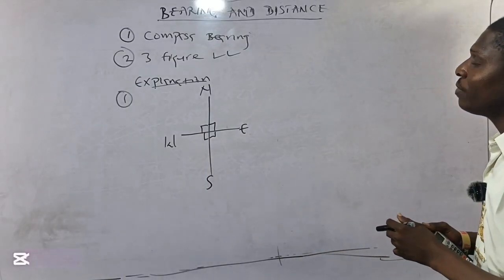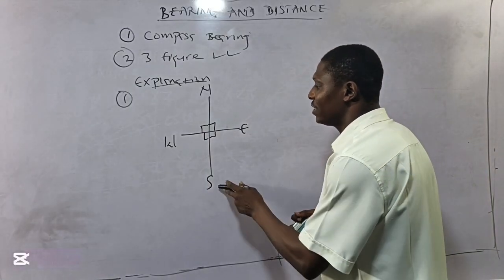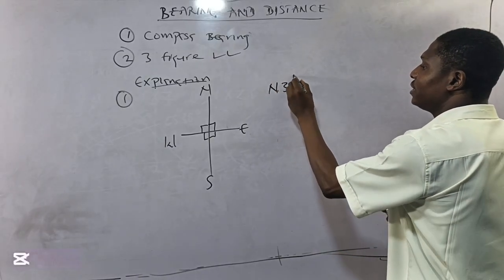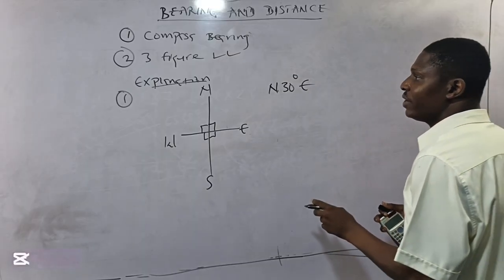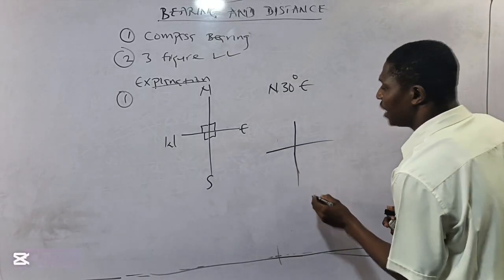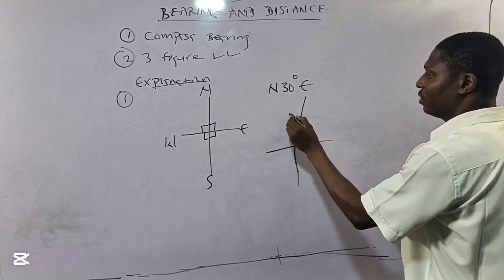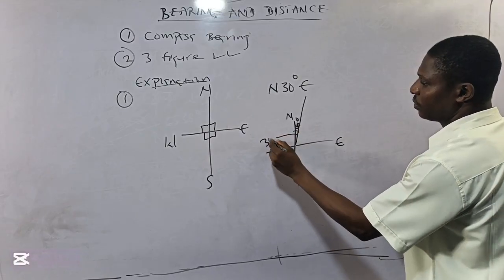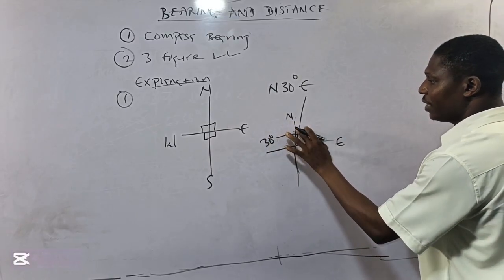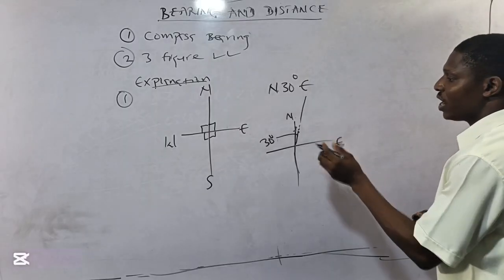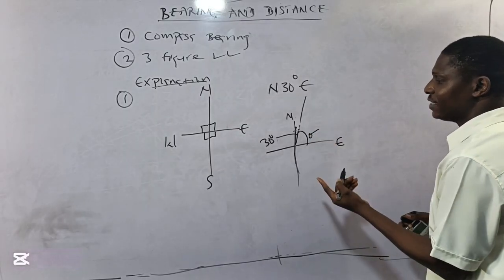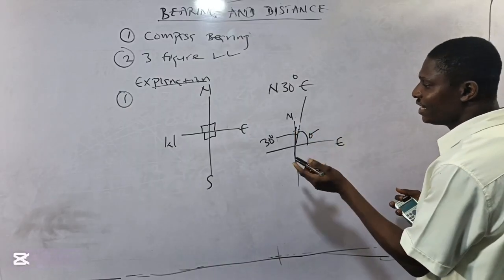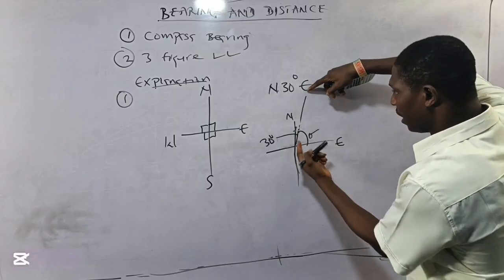Cardinal bearing normally starts from the north and also from the south. That's to say, I can have north, let me say 30 degrees east. North 30 degrees east can be represented as 30 degrees from north towards east. So this is my 30 degrees. The angle here is 30 degrees. And if the angle here is 30 degrees, you agree with me that the whole here should be 90 degrees. Why? The full cardinal point northeast is 90 degrees, and 30 degrees has been used by this line.